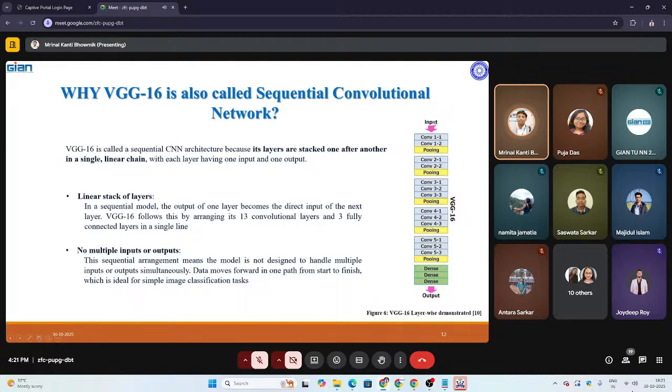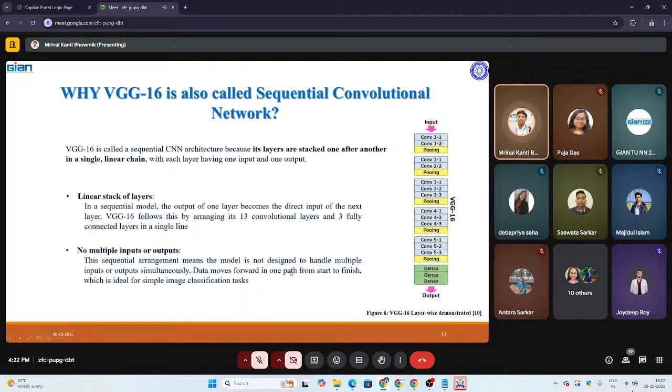It's just like any input from this side goes through in a serial manner, like in a stack. So this is also called going by sequence. It is also known as a sequential convolutional neural network. No multiple inputs or outputs. This sequential arrangement means the model is not designed to handle multiple inputs or outputs simultaneously. If you give multiple inputs, it will give an error. This model is not designed for multiple inputs.